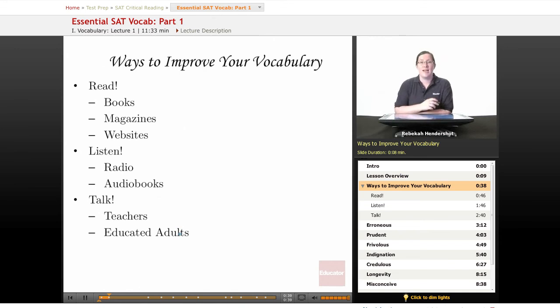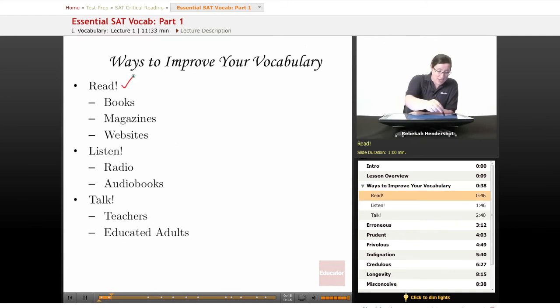All right. Now, if you're looking for ways to improve your vocabulary beyond these lessons, there are several really basic ways. First one is read. Read things. Honestly, there is no better way to learn English vocabulary than to see these words used in context. That's how you'll be seeing them on the test, and that's really the best way to learn them.